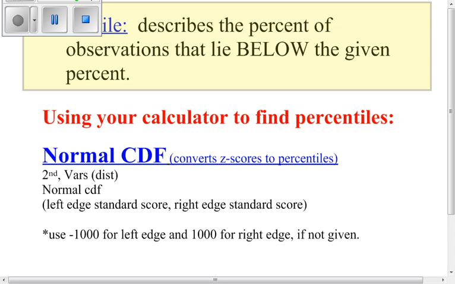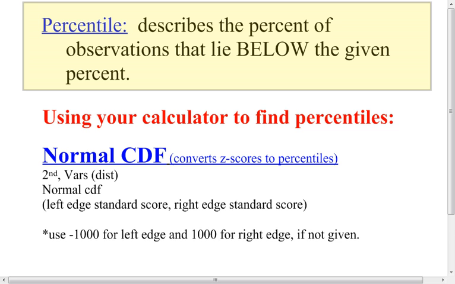All right, then what we want to look at, you guys, is some percentile scores. Percentile gives you a way to compare any piece of data to any other data in the set. It ranks the scores and tells you how many pieces of data, or how many observations, or how many scores lie below the given percent. You are going to use this to find percentiles on your calculator. It is a normal CDF function.